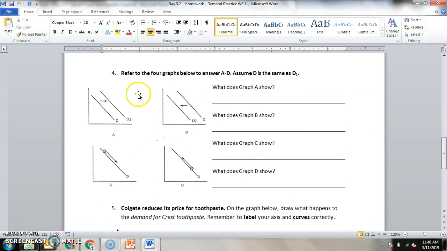In the back here, number 4, both A and B show a change in demand, so we should say a change in demand or a demand increase for A, a demand decrease for B. Both C and D show a change in quantity demanded. Letter C shows movement down the curve, which is a quantity demand increase, and D is a quantity demand decrease.